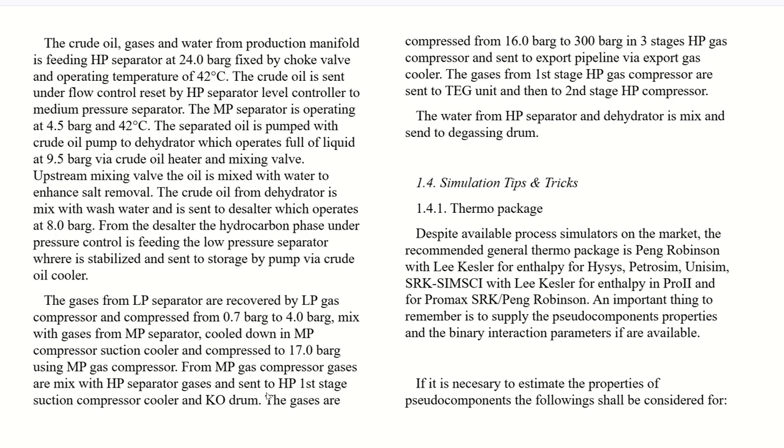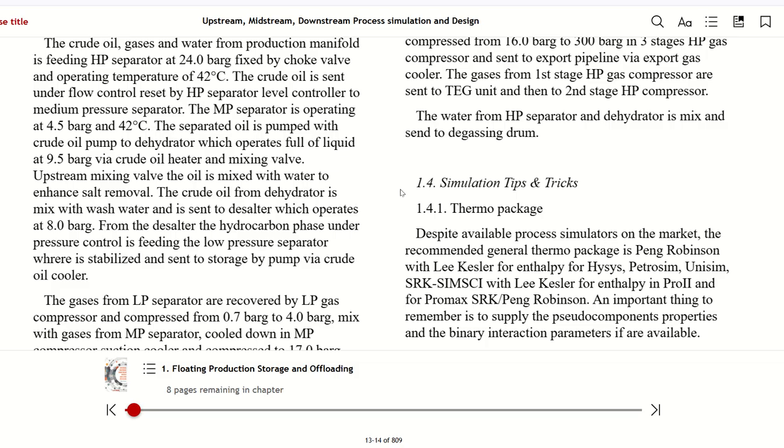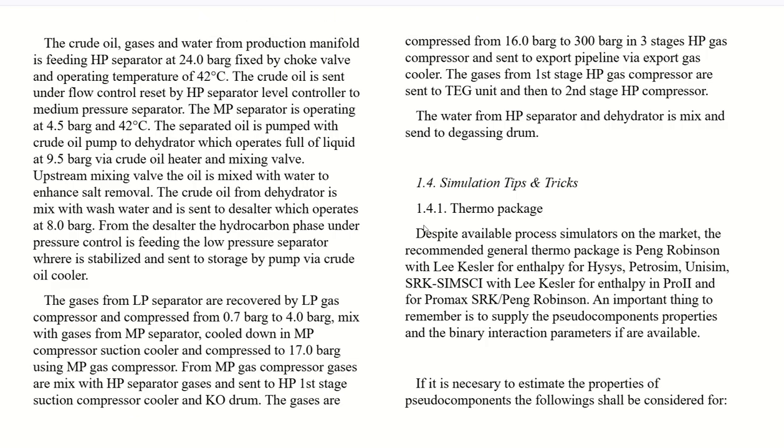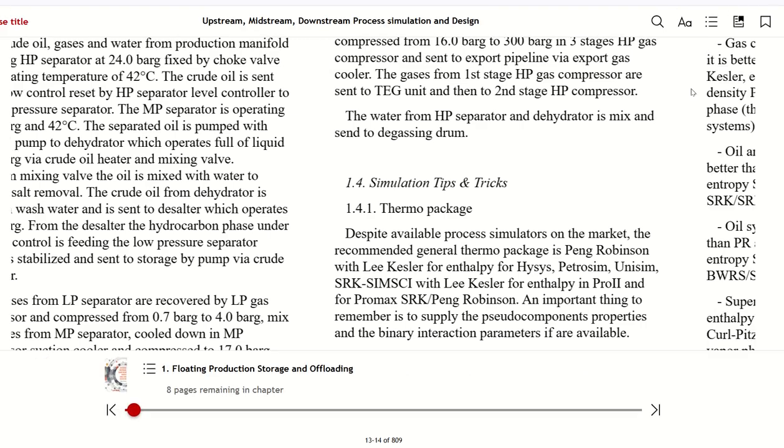The MP gas compressor gases are mixed with HP separator gases and sent to the HP four-stage suction scrubber and cooler and cooled down. The gas is compressed from 16 to 300 bar in three stages of HP gas compressor.